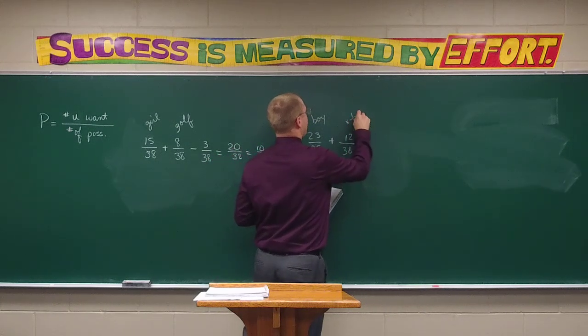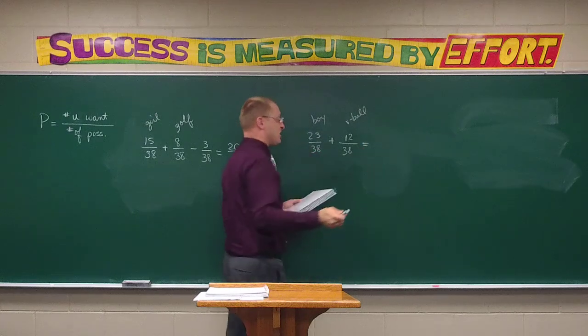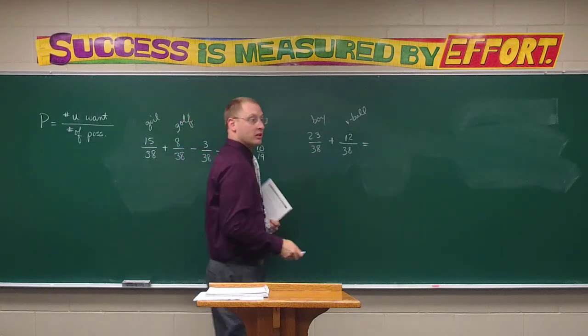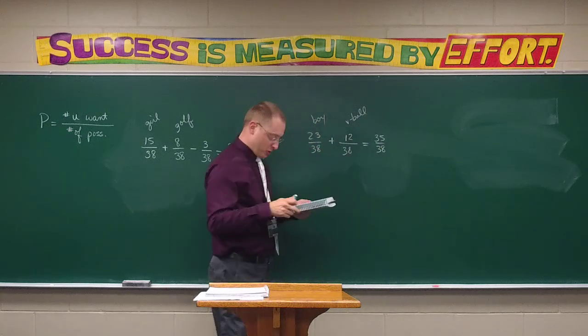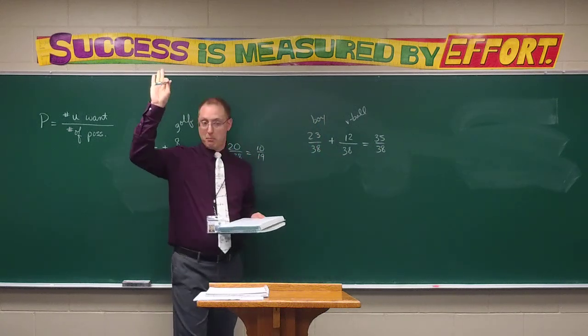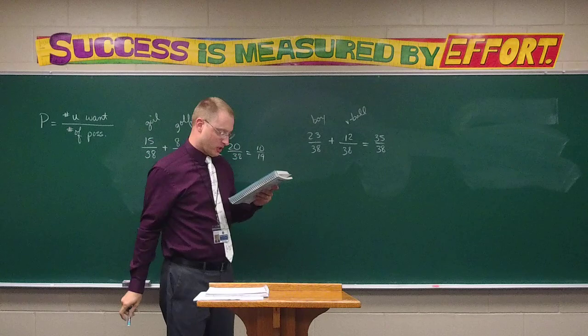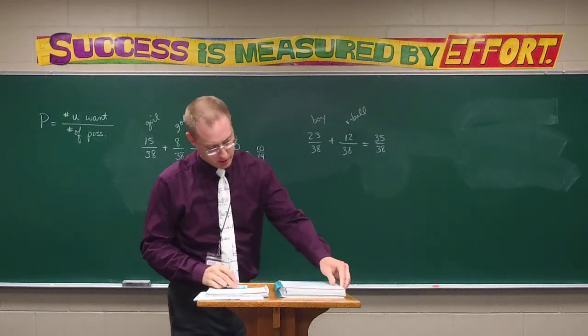That's volleyball. And since there is no overlap, we get to just straight up add these, and we get 35 of the 38. 35 to 38. That does not reduce. We'll leave it just like that. How many had that for part B? All right. And then letter C. Maddie, read that one for us.